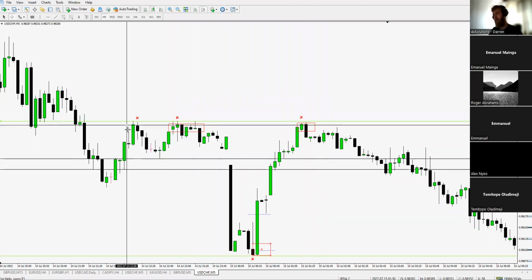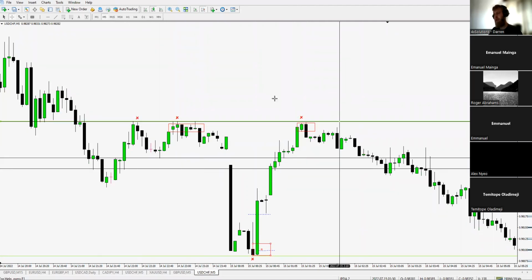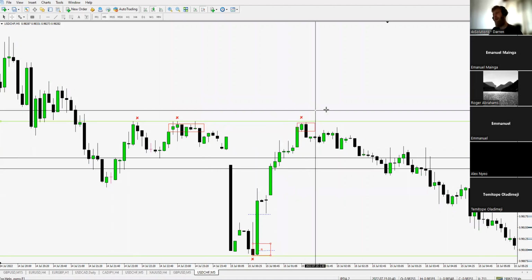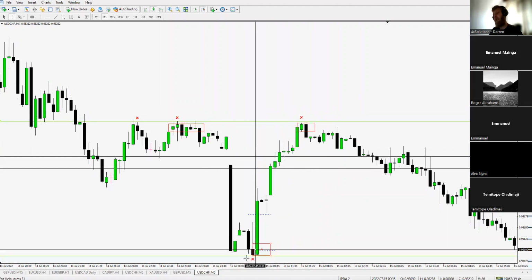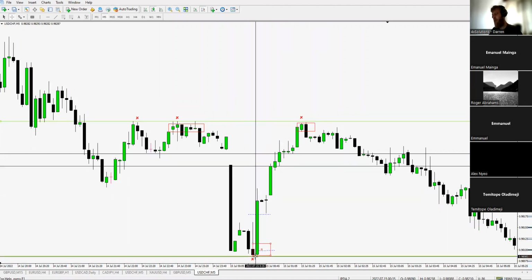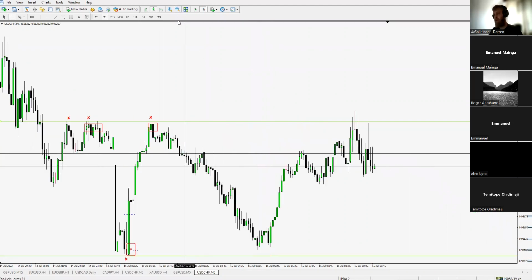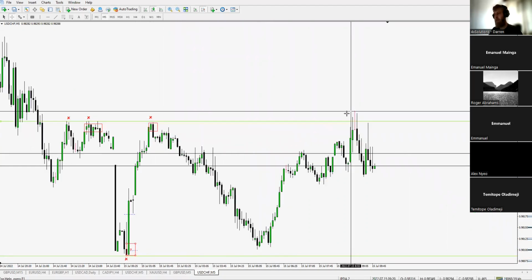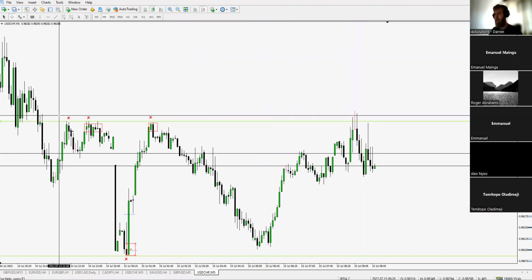So there'd be liquidity over here. This would be internal range liquidity. And if price was to come in here, we could look to target this external range liquidity over here. So internal, external over here. So there we can see price raided this external liquidity.